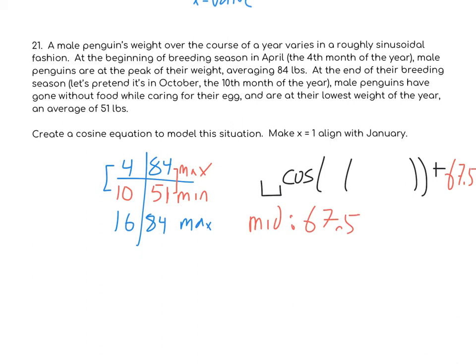All right, to get the amplitude, I'm going to look at my min to midline, and that's going to be 16.5. And then I need to think about my period, because we're talking about over the course of a year. We're looking at a period of 12 months, 2 pi over 12. And then finally, we're going to do x minus the x value for the max, which is 4. And that'll give us something to map our penguin weight with.